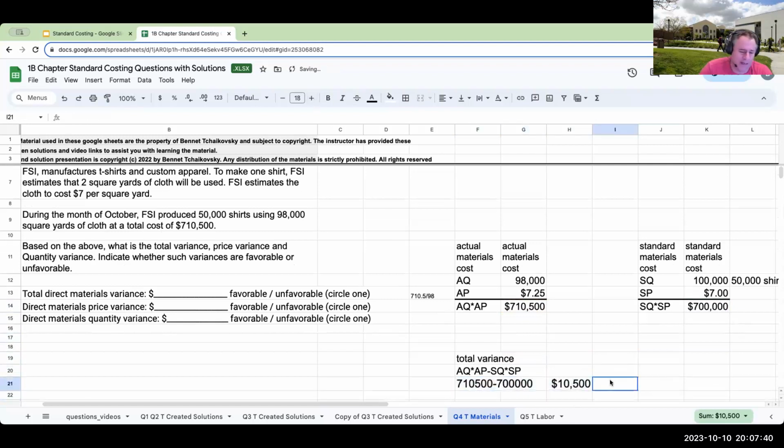Now, the next question you're going to get is, is this favorable or unfavorable? Well, the easiest way to look at it is, it should have cost me 700,000. I spent 10,500 more. So this is going to be an unfavorable total direct materials variance. When you do these problems, it is extremely important that you do this part first. You want to compute the total variance. I'm going to show you why. So that's the first step we go through and do.